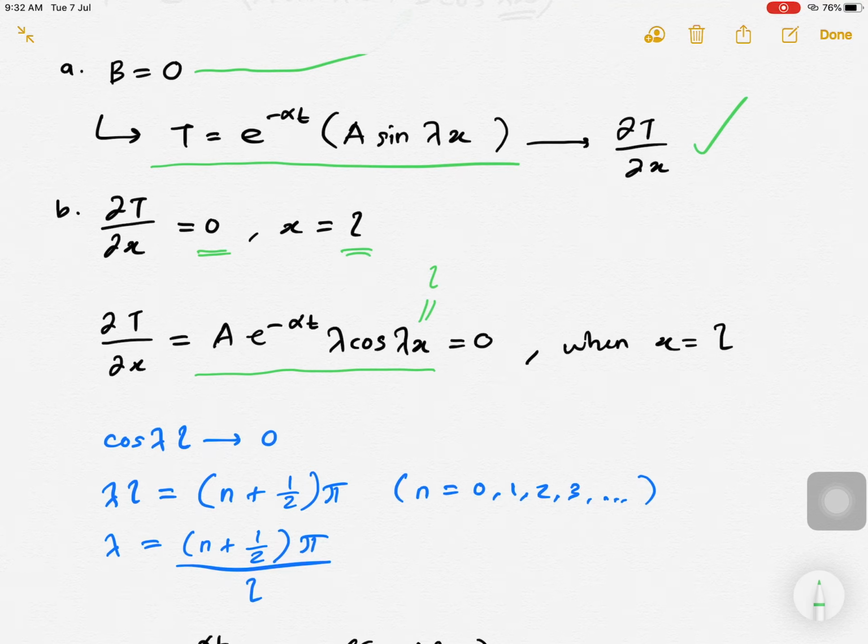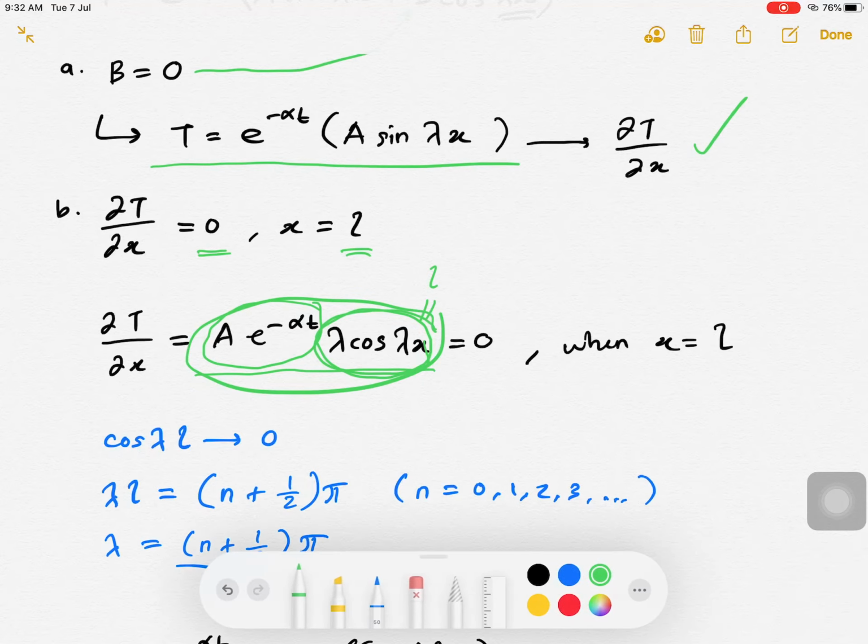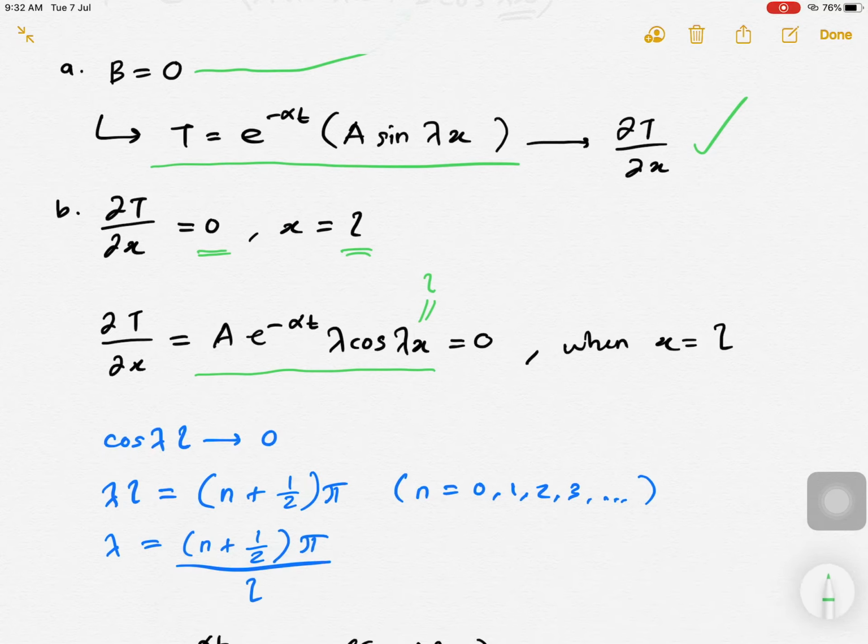Since this all needs to be 0, we cannot have alpha equal to 0 or so on. So what we can do is make this one equal to 0, the cos component equal to 0. How to do that? Now we want to make the cos of lambda L equal to 0.